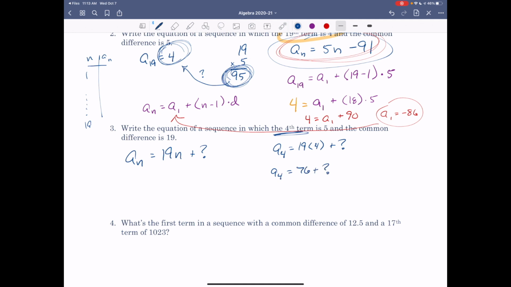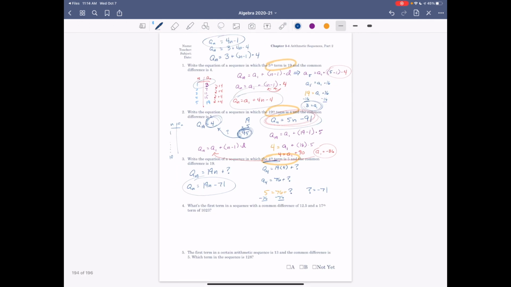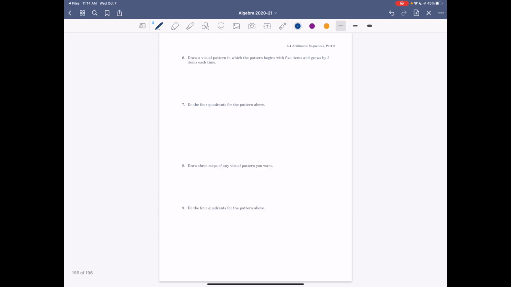But what was the fourth term supposed to be? 5, right? So 5 equals 76 plus some unknown amount. How do we find the unknown amount? Subtract the 76. And so we get that our unknown amount is negative 71. So when we come back over here for the definition of our sequence, it would end up being minus 71. So that's what I would consider the intuitive method. The less intuitive method is just plug it into the explicit definition and see what happens.